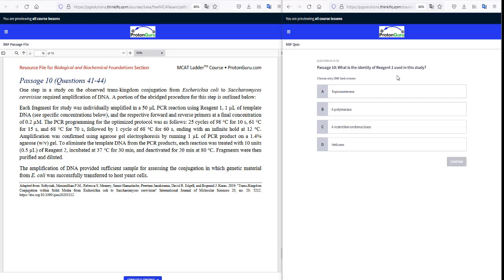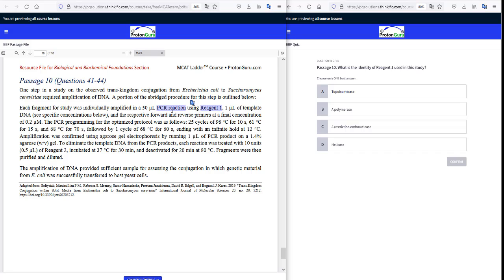What is the identity of reagent 1 used in this study? So we've really got to read the passage for this. And again, you can download the whole passage from the free MCAT exam. But let's take a look at this. Where do they talk about reagent 1? What are they using it for? Each fragment for study was individually amplified in a 50 microliter PCR reaction. So polymerase chain reaction.